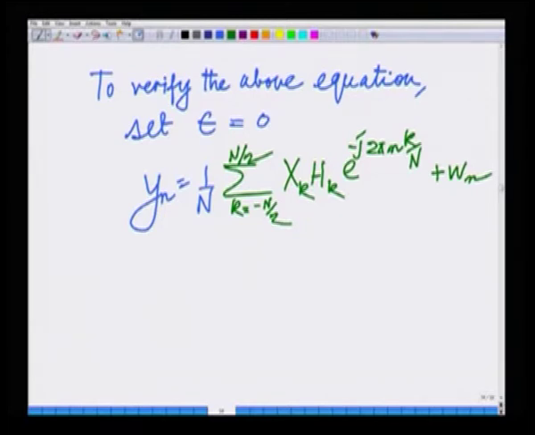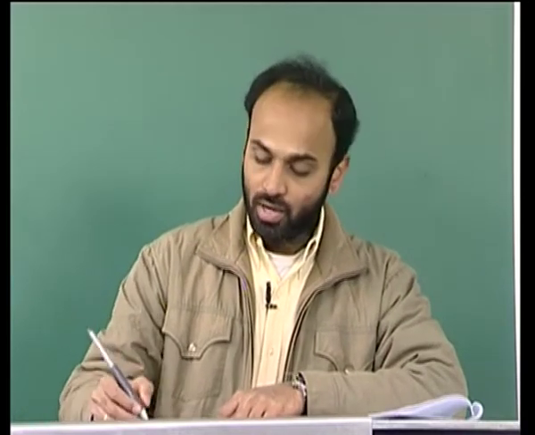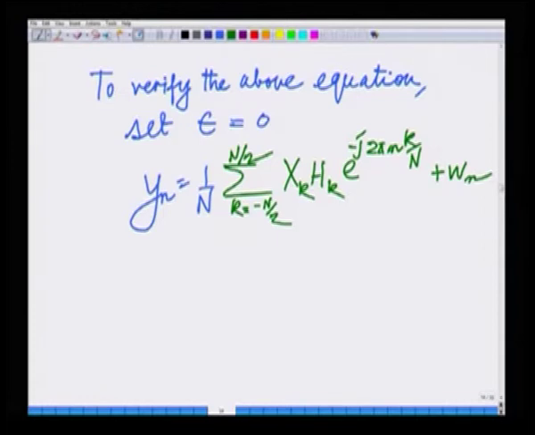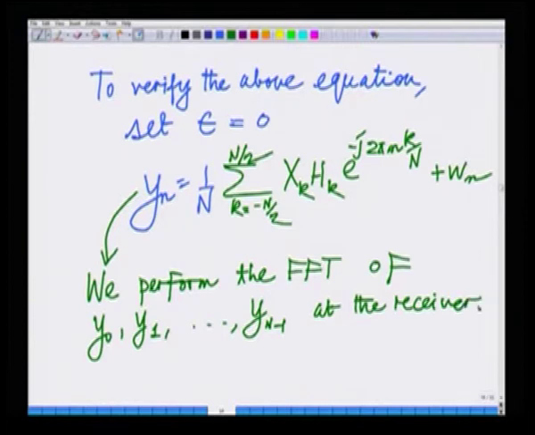Now, when I perform the FFT of this, that is, I receive all these samples y 0, y 1, up to y N minus 1, and then we perform an FFT at the receiver, that is standard OFDM processing. So, performing an FFT at the receiver, we collect y 0, y 1, up to y N minus 1, and we perform the FFT of these symbols.